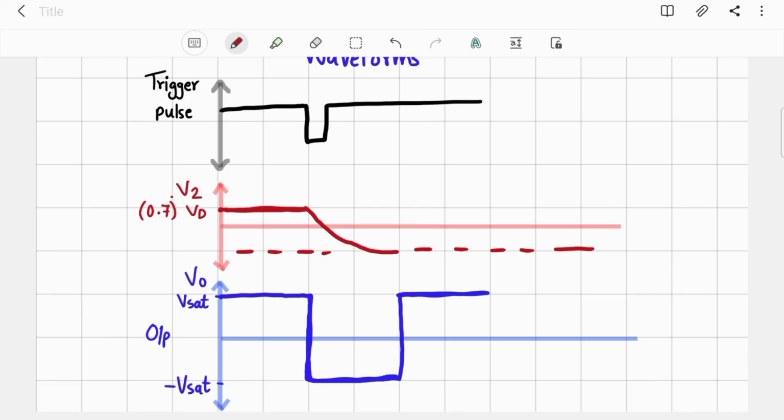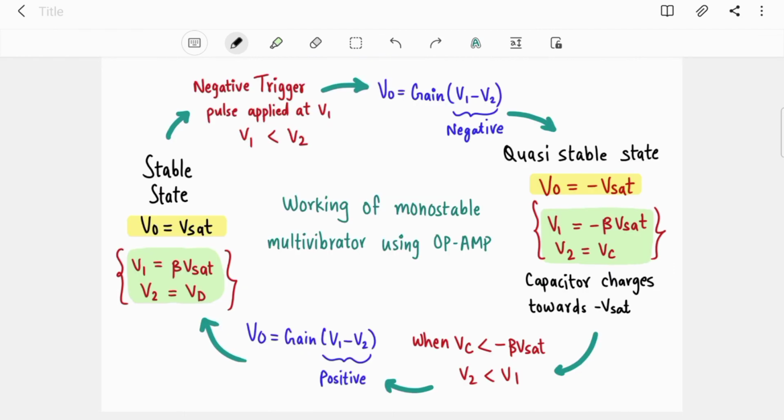Again the diode will be short circuit. The voltage drop will be 0.7 volt. So it will come back to 0.7 volt again. So this is how it went to the quasi stable state, then it came back to the stable state again. Okay, now we will quickly summarize the working. First it was in the stable state when the output was Vsat, V1 was beta Vsat and V2 was Vd because the diode was short circuit. Then you applied a negative trigger pulse, so V1 became less than V2 and the difference turned negative. So the output jumped to minus Vsat.